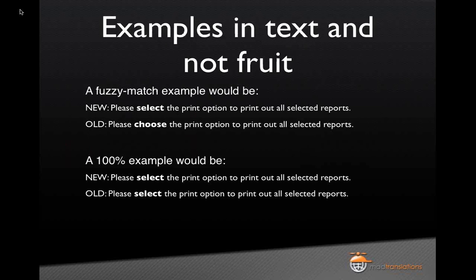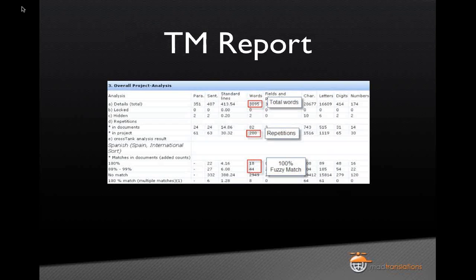So an example in text and not fruit would be fuzzy matches. Please select the print option to print out all selected reports. In another document, you may see it as please choose the print option. So, for example, that would come up as a fuzzy match because the translator and the editor only have to make a small tweak to the content.